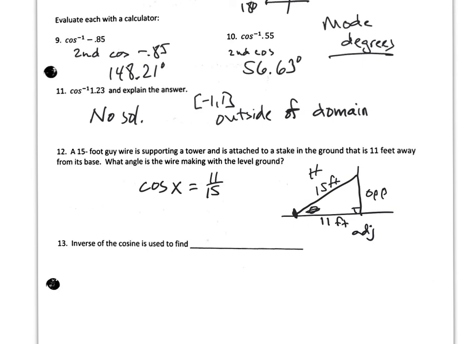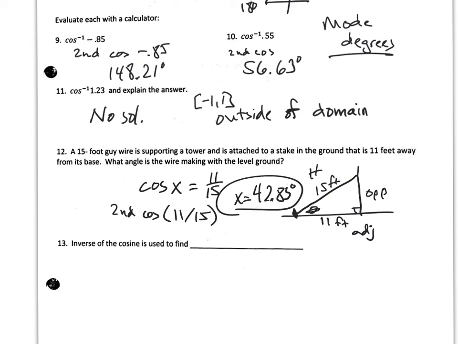So when you go to type this in, you'll type it in the way we did for 9 and 10. You'll do second cosine and then 11 divided by 15. You don't need to make it a fraction. You can if you want to. But we'll go to two decimal places again. So 42.83 degrees. So again, if you're told to use the inverse cosine, or if you're given the abbreviation for it, you are finding an angle measure. So that's why we can do it in degrees and in radians.